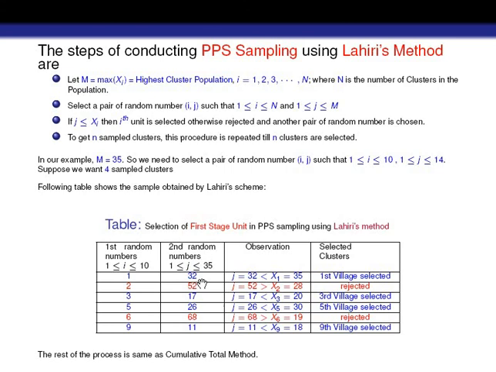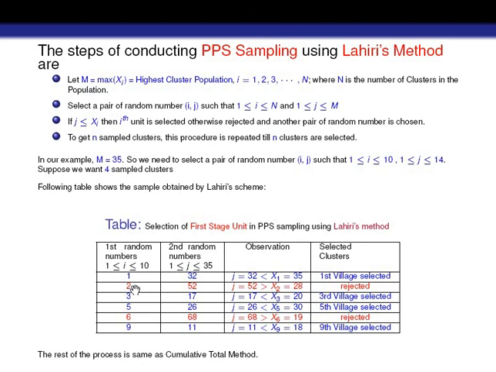If the random number is less than the original size, then that cluster will be selected for our study. So we can see that the size of cluster 1 is equal to 35, and this J is less than 35. That's why cluster 1 is being selected for our study. Now we go to the next row.